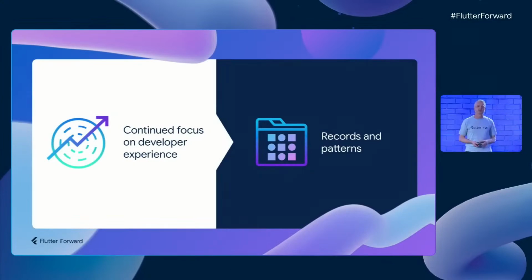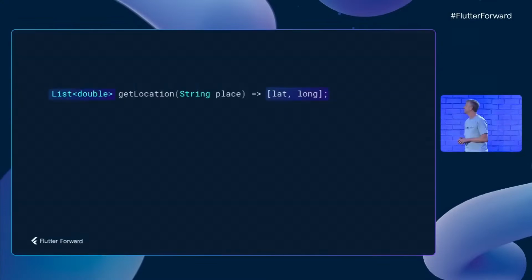These are large new language features focused on making the Dart language more expressive and better suited for working with structured data. But in the talk, let's look at some code. Here is a Dart 2 function that takes a place and returns a location.